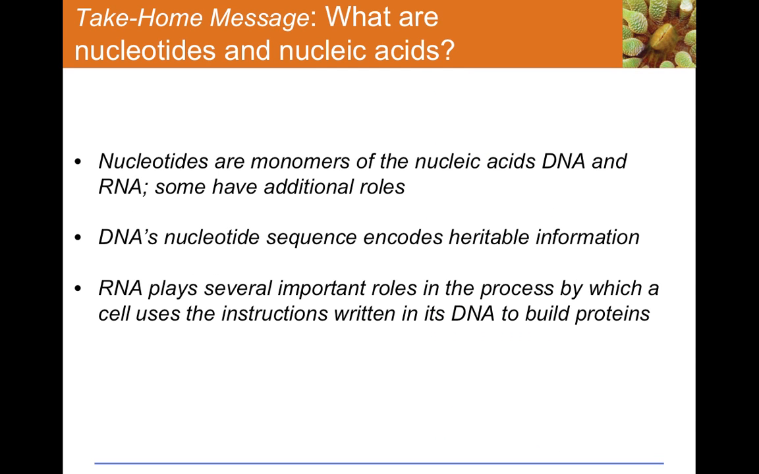So, what are nucleotides and nucleic acids? Nucleotides are monomers for nucleic acids, or building blocks of nucleic acids, DNA and RNA, and a few have additional roles like energy storage. DNA's nucleotide sequence is what encodes our heritable information, a lot of the information that makes you you, and the information that will of course be passed on to your children. It's all DNA. And then RNA plays important roles because the cell uses the instructions that are written in its DNA, which are then transferred to its RNA, and then we build proteins out of it. So that is very important as well.